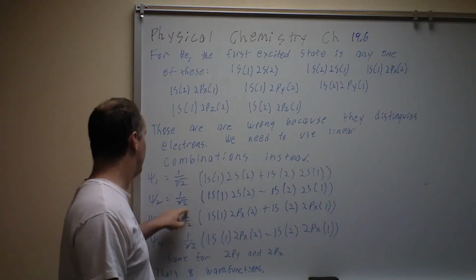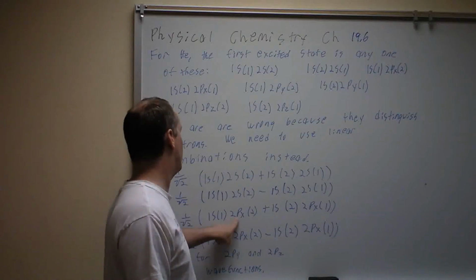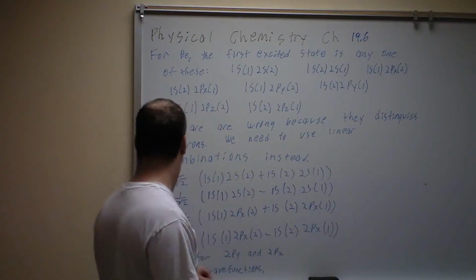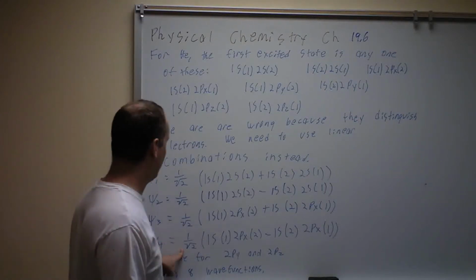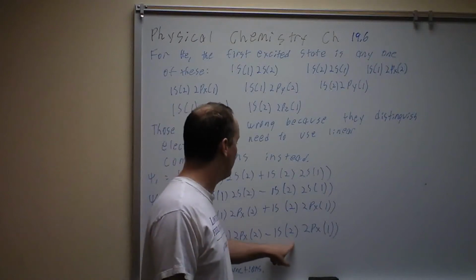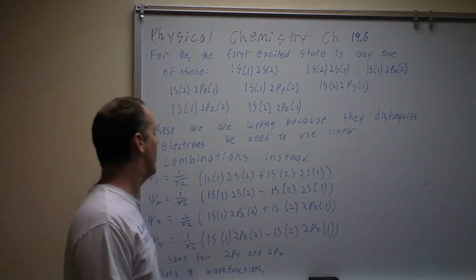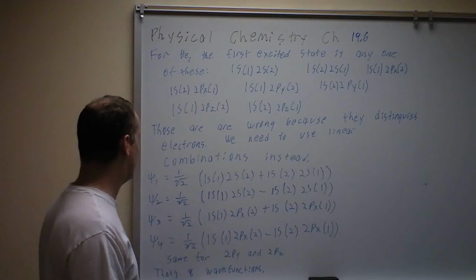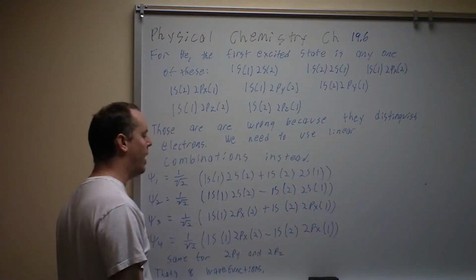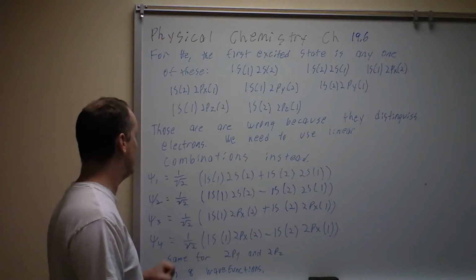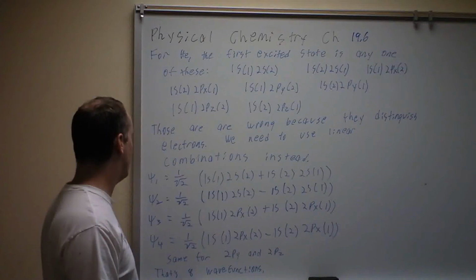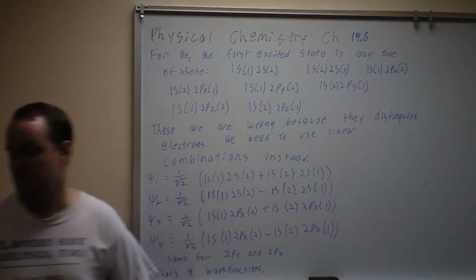And then psi 3 would be 1 over the square root of 2 times 1s1, 2px2, plus 1s2, 2px1, and then psi 4 would be 1 over square root of 2 times 1s1, 2px2 minus 1s2, 2px1. So this would be your pair of px shells. Following the same pattern, you'll have your pair of py shells and then your pz shells. So that's 8 different wave functions for the next excited state for a helium atom.